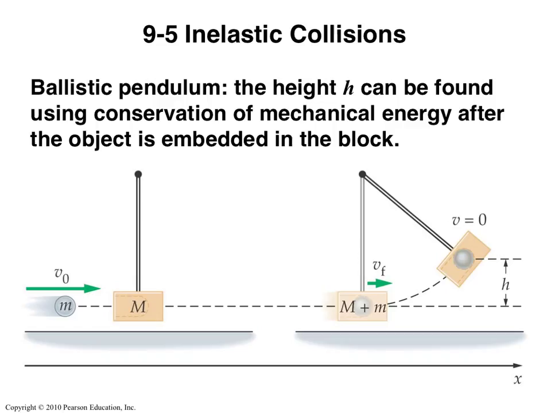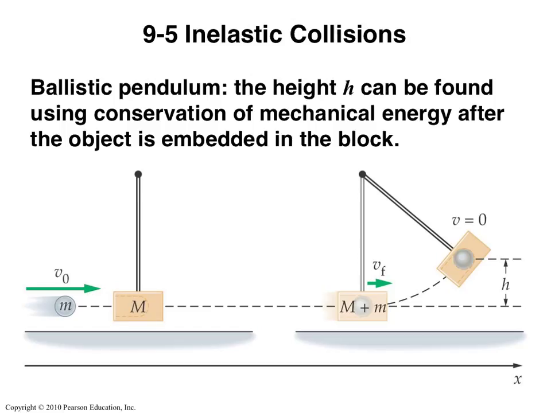Now, this is an example that's done in your book. It's called a ballistic pendulum. This is actually how they figure out the velocity of a bullet that is shot out of a gun or a rifle. That's what they call it, a ballistic pendulum. And many of you watch CSI shows and they talk about ballistics. That's the ballistics of this.